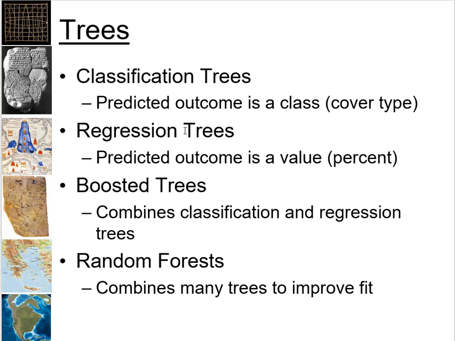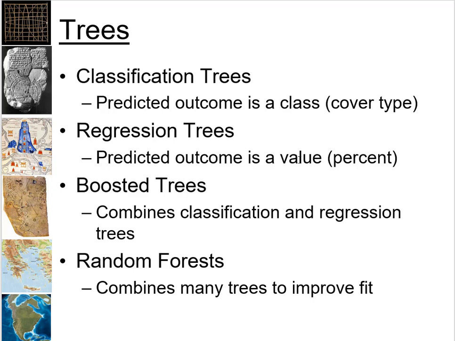All right, so there's a number of different types. Classification trees, the predicted outcome is a class. This would be something like cover type. More commonly, we talk about that as categorical, but it is talked about as a class within classification trees. So cover type, vigor, species are all things that could be modeled with a classification tree. And this is really where trees come in, in my opinion, because it's the only method we have that has a categorical variable for the response. So that's pretty cool.